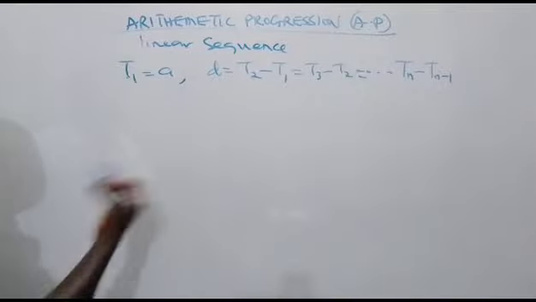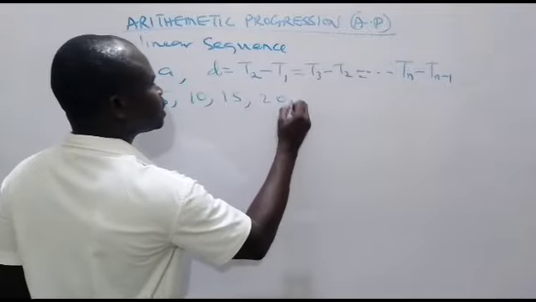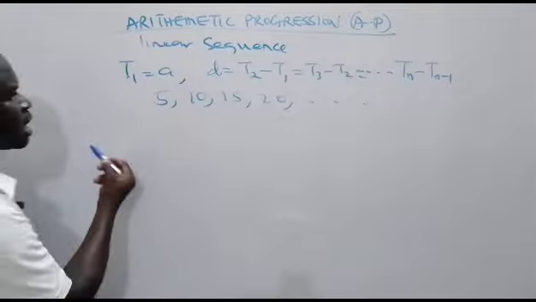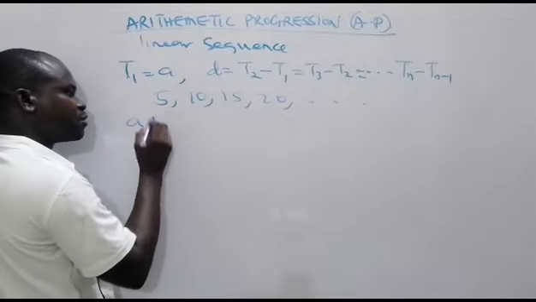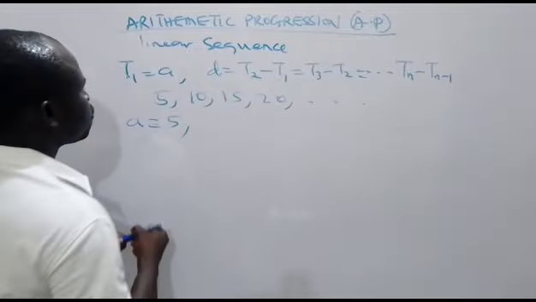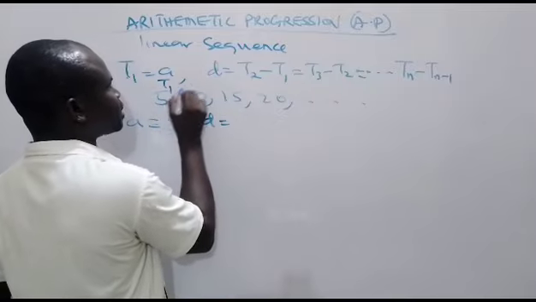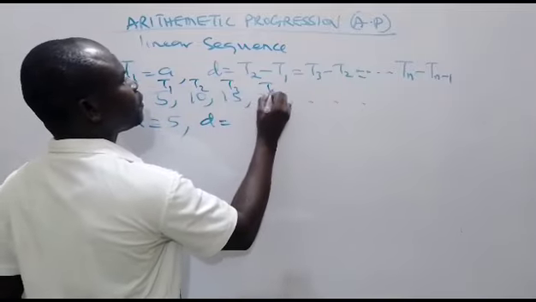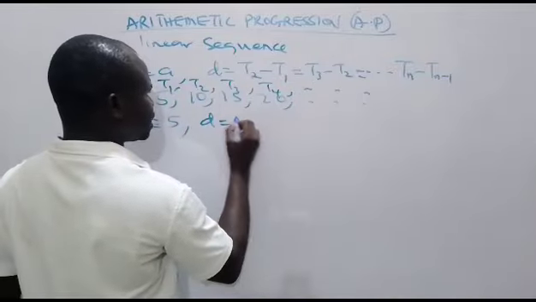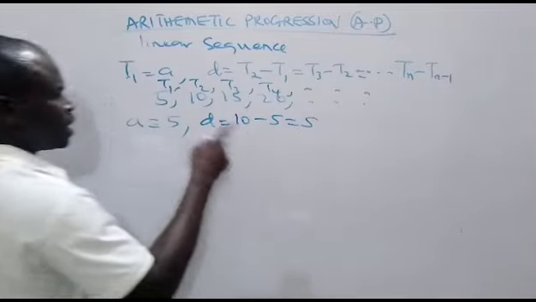That's the common difference. For instance, if you have a sequence, say 5, 10, 15, 20, and so on, this sequence is a linear sequence. Why is it a linear sequence? Because in this case, A, which is the first term, is 5. Then we find the common difference, D. In this case, this is T1, first term, second term, third term, fourth term, in that order. The common difference is given as the second term, which is 10, minus 5, which gives us 5.